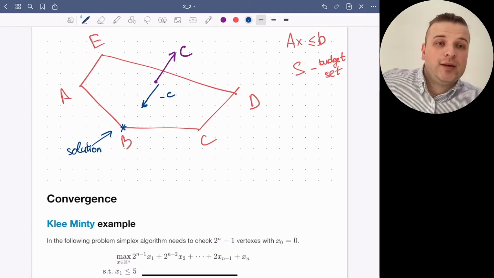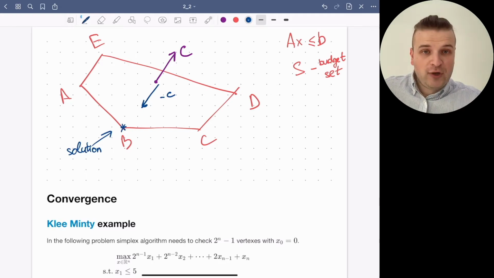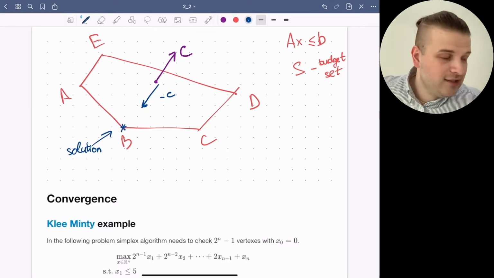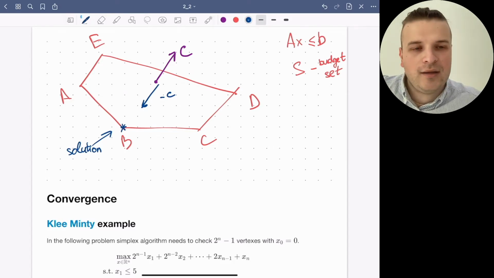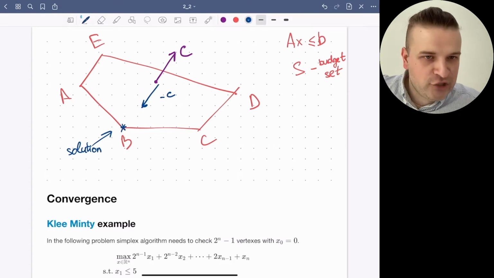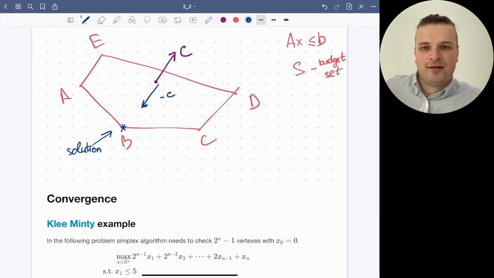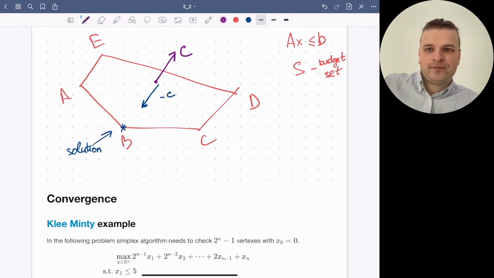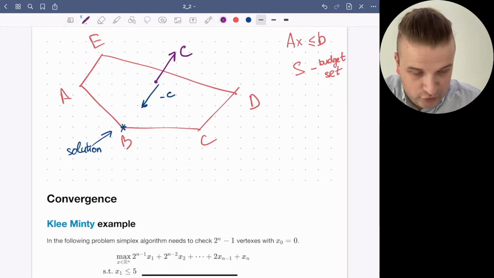But what's the idea of the simplex algorithm to find a solution? Because if you have a geometric plot of your budget set, probably you are solving too easy tasks, because in the real world you cannot sketch this budget set. You cannot find an optimal solution just using your eyes. That's not the case usually. That's why we have to develop a procedure to find the solution.